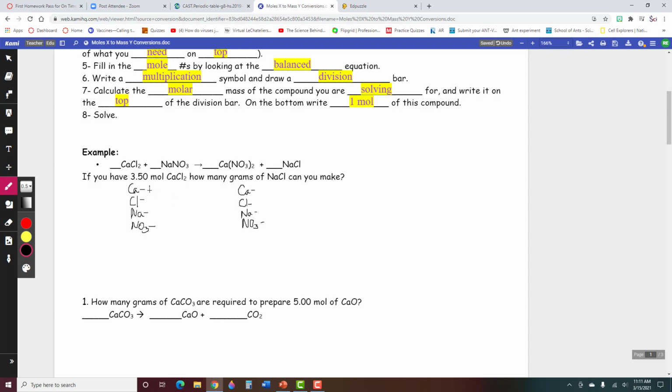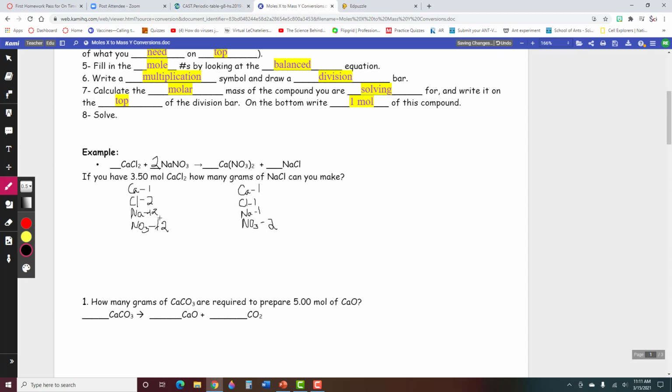So we have 1 Ca, 2 Cls, 1 Na, 1 NO3. And then over here we have 1 Ca, 1 Cl, 1 Na, 2 NO3s. Alright, so I'm going to do the NO3s. I always start with either metals or polyatomics, and NO3 is a polyatomic. So you put a 2 here, that will give you 2 Nas, and that will also give you 2 NO3s here.